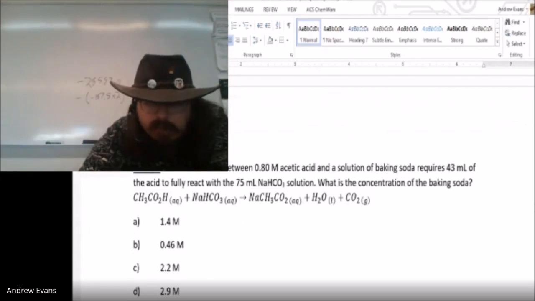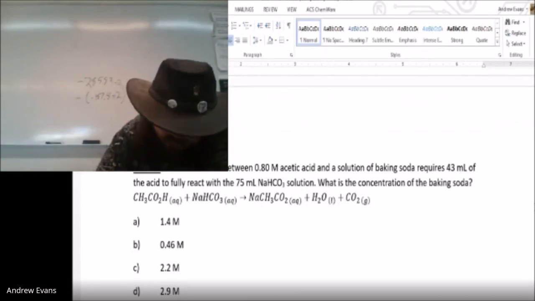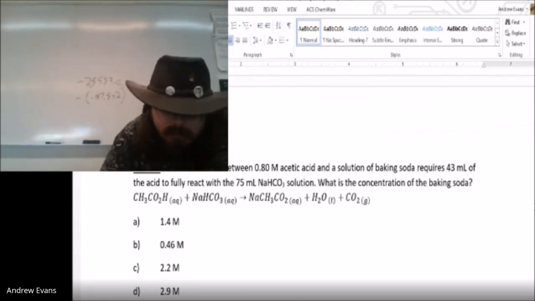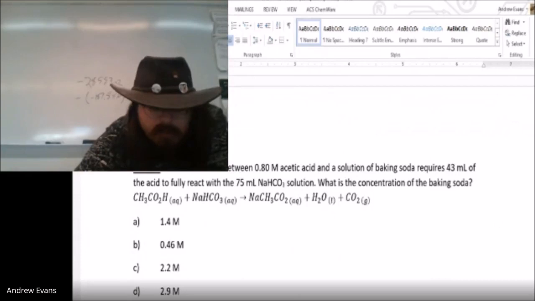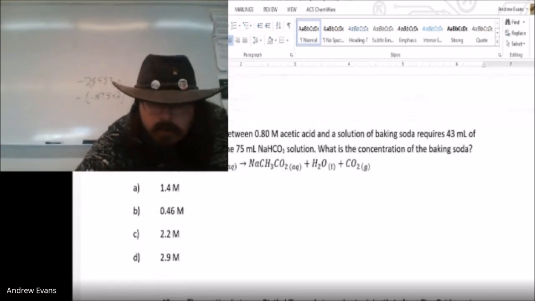Titration of 0.8 molar acetic acid in baking soda requires 43 mL of acid to completely react with 75 mL baking soda solution. What is the concentration of the baking soda? So 0.8 times 43 divided by my 75. Once again, this is MAVA equals MBVB. So you would get the baking soda solution is 0.46. Or B.